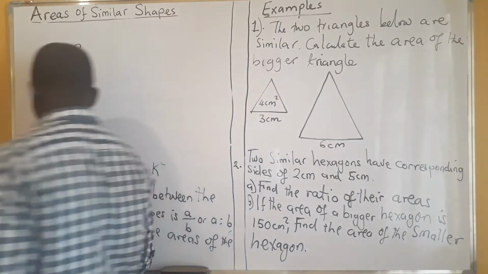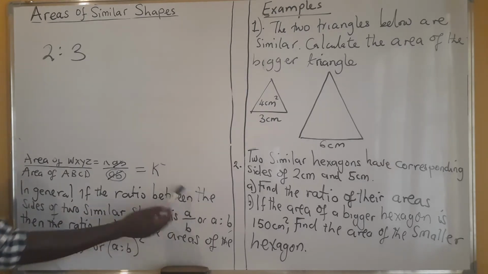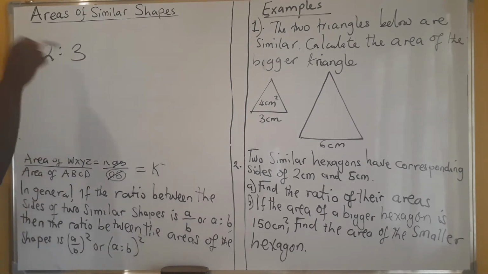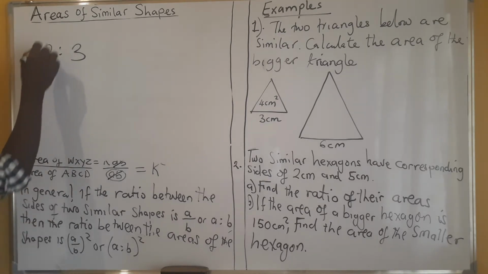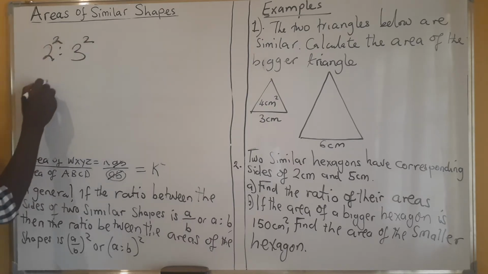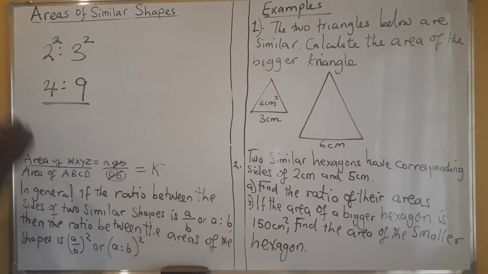Because we have the formula now here. If the ratio between the sides of two similar shapes is this one, then for the ratio between the areas, we have to square these ones. So the ratios of the area, this one is going to be squared and this one also squared. We square both of them, so we get 4 and 9. These are going to be the ratios of their area, as you have seen.